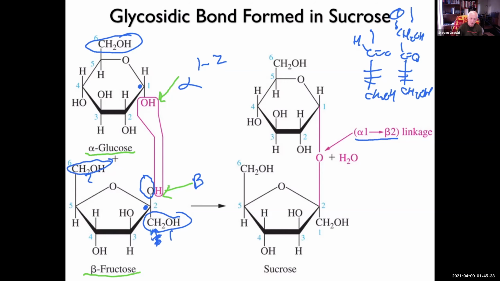So far, so good. So we have the number 1 carbon here, attached to the number 2 carbon here. And again, it's an alpha 1 beta 2 linkage, and then we get rid of water between them. So it's a dehydration reaction, just like we've always done. And remember, these are enzyme catalyzed, site specific. So sucrose is always going to be a 1-2 linkage. Does that make sense?